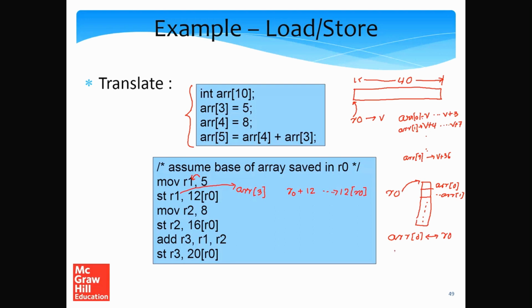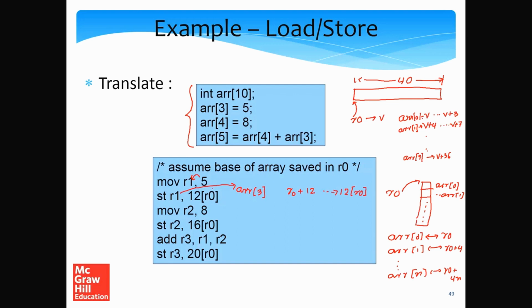The starting address of array[1] is R0 plus 4, 4 bytes, because the size of one integer is 4 bytes. Similarly, the starting address of array[n] is R0 plus 4n. So that's the reason the starting address of array[3] is 12(R0).